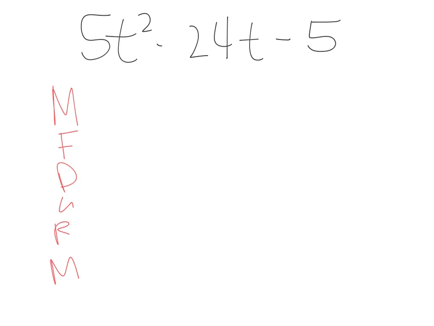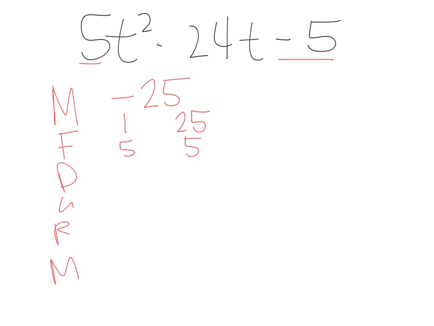The first one is multiply a times c. Be sure you get the sign of c. 5 times -5 is -25. List the factors which multiply to 25 and add to 24. So I have 1 and 25, 5 and 5.